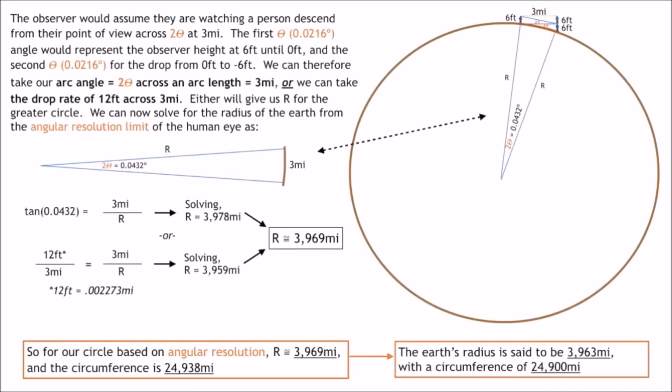So the observer would assume they are watching a person descend from their point of view across 2 theta at 3 miles. The first theta, 0.0216 degrees, would represent the observer height at 6 feet until reaching 0 feet, and the second theta for the drop from 0 feet to minus 6 feet. So we can therefore take our arc angle of 2 theta across an arc length of 3 miles, or we can take the drop rate of 12 feet across 3 miles.